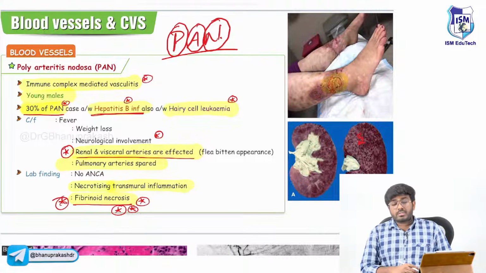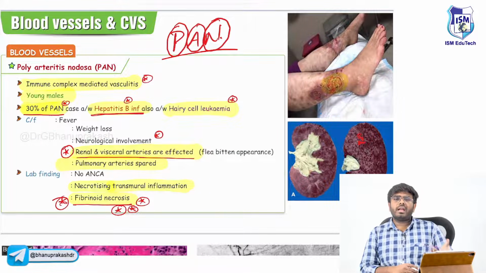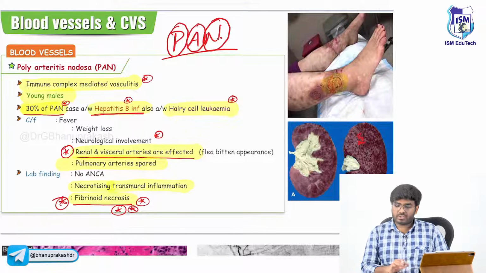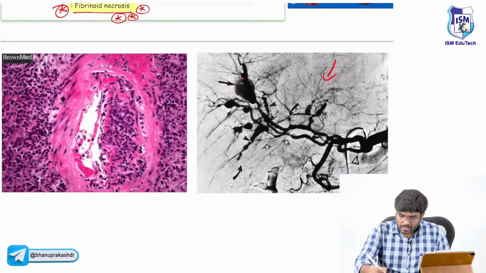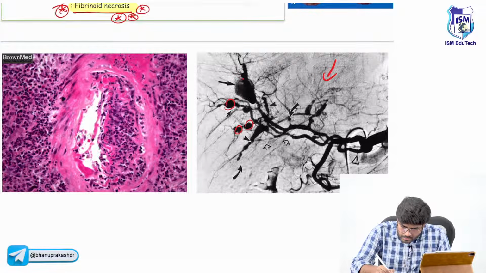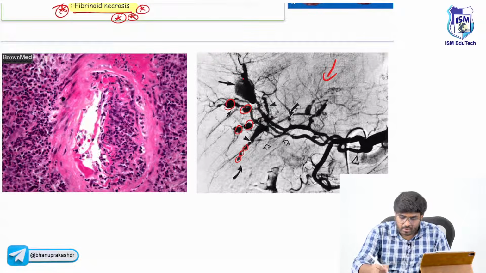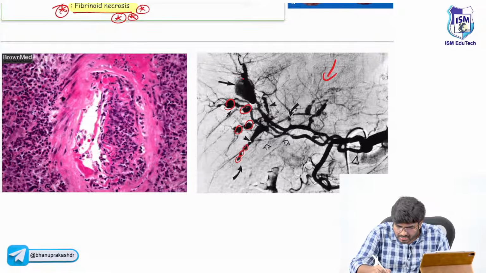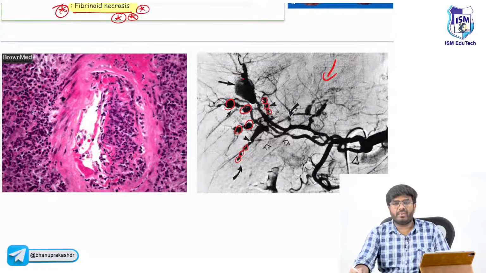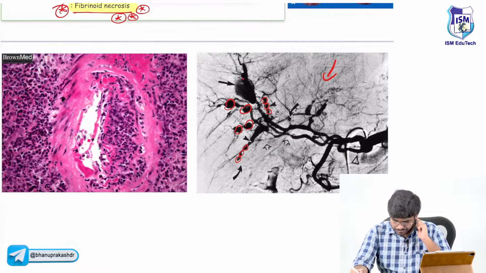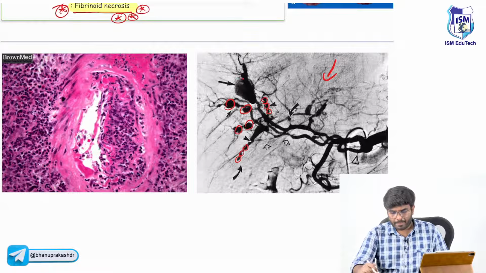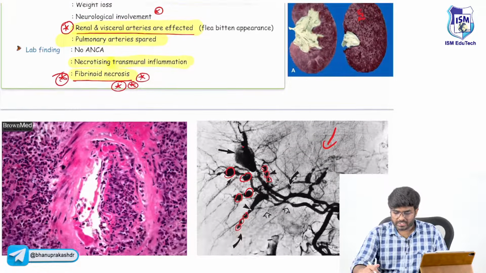Now you can ask me, why is it called polyarteritis nodosa? Polyarteritis means multiple blood vessels are involved. Then what is nodosa? If you look at this arteriogram, are you able to appreciate the nodular appearance in the blood vessels? This is called a string of beads appearance. That's why the name nodosa, like small nodules. So polyarteritis nodosa: a string of beads appearance is seen.